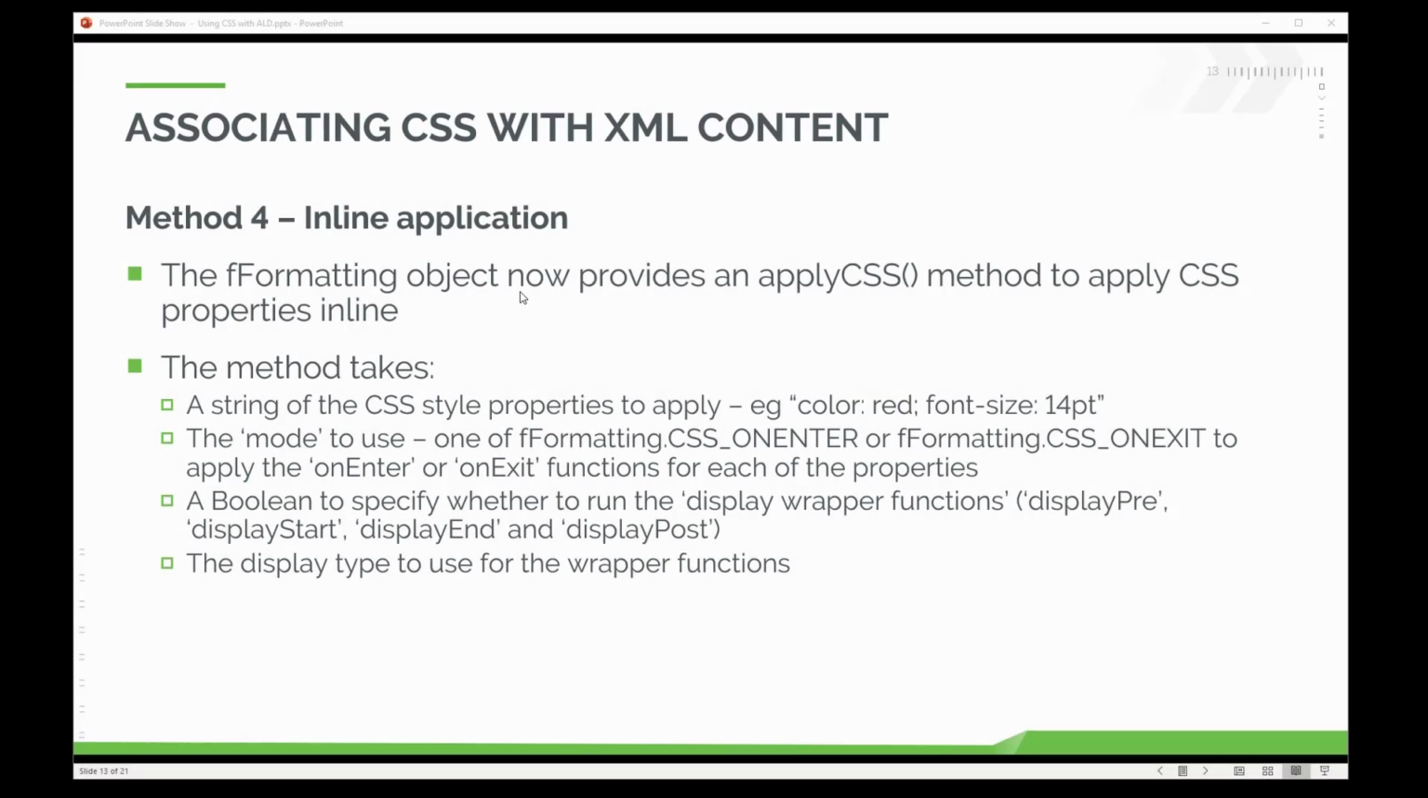So the fourth and final way that we have of using CSS with content is to use inline application. So there's now a new method on the formatting object, apply CSS, which allows you to take some CSS values and use those. So the method takes 4 arguments. First one is a string, and that string needs to contain the properties that you want to apply. So it could be something like this, where the color's red and the font size is 14 points. The next thing is the mode to use with those properties. So if you remember, each of the property functions has an onEnter and an onExit component.